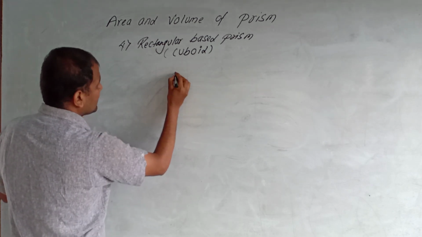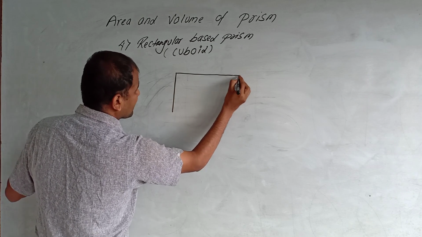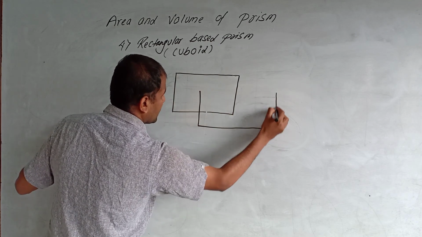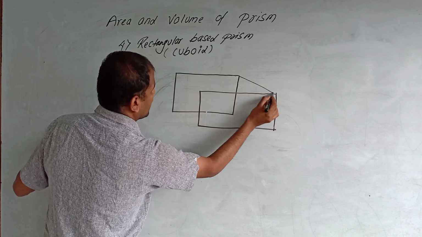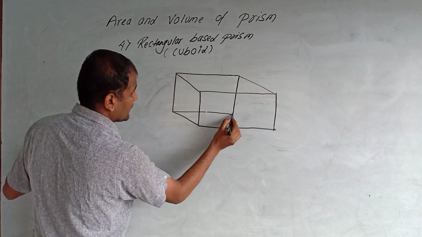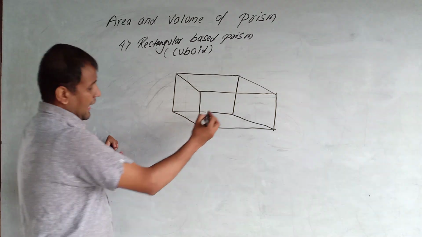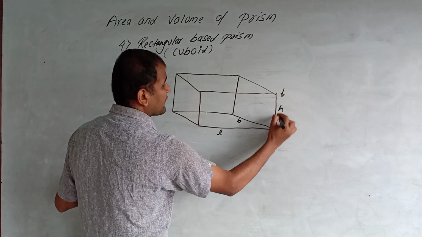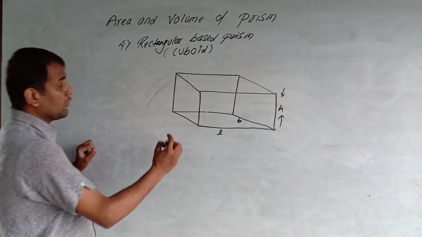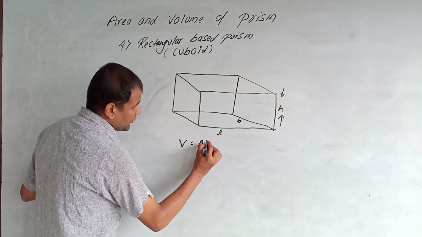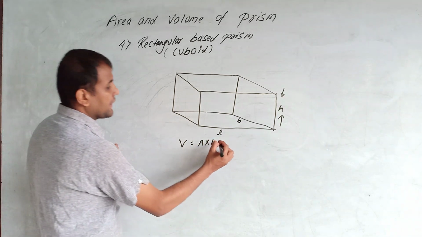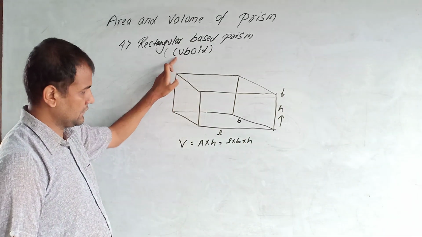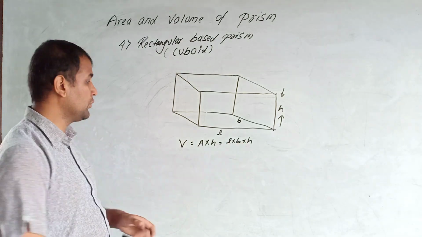If this is a rectangular base prism having L be the length of the base, B be the breadth of the base, and H be the height of this prism, this is given, then volume of this cuboid V is equal to A into H. A means area of the base, L into B, into H. So volume of the cuboid V is equal to L into B into H.